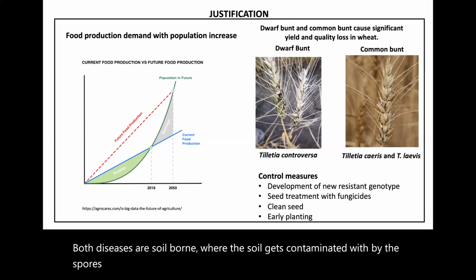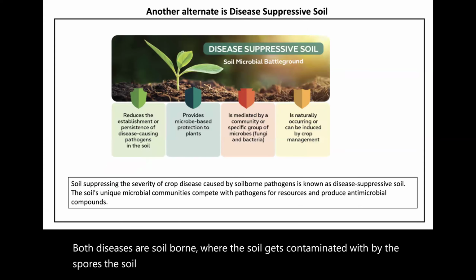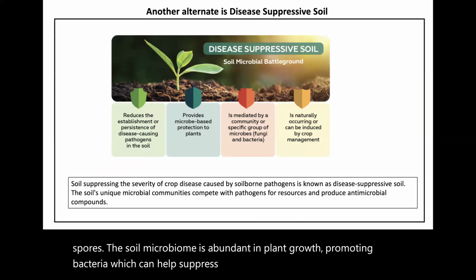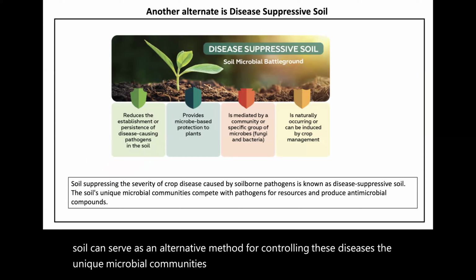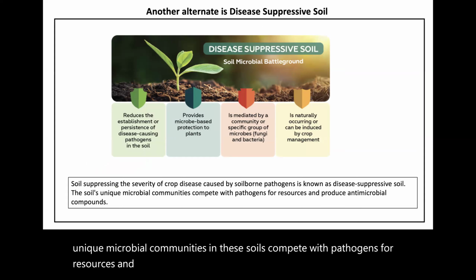The soil microbiome is abundant in plant growth promoting bacteria, which can help suppress diseases. Therefore, disease suppressive soil can serve as an alternative method for controlling these diseases. The unique microbial communities in these soils compete with pathogens for resources and produce antimicrobial compounds.